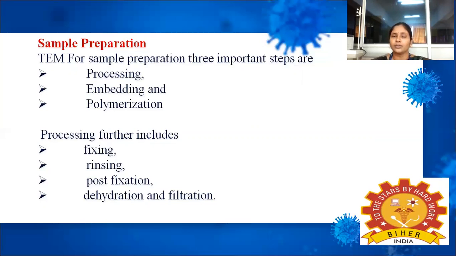Generally, it is divided into 3 steps: processing, embedding, and polymerization. These are the 3 steps that are very involved. Later on, after polymerization, the sample can be contrasted by staining with heavy metals. Coming to the first step, processing. Processing includes fixing, rinsing, post-fixation, dehydration, and filtration. These are the steps involved in the first stage of sample preparation in electron microscopy.